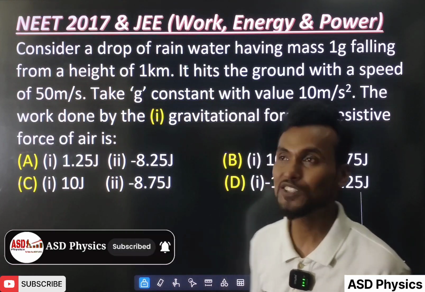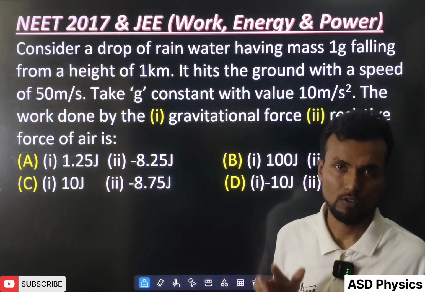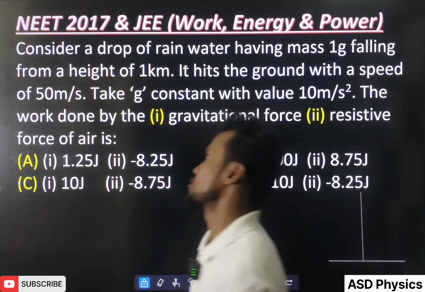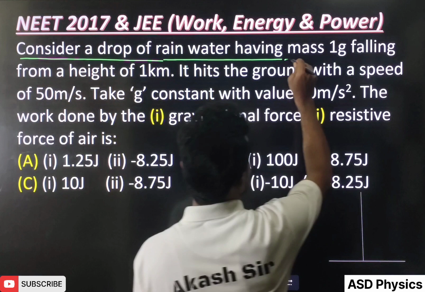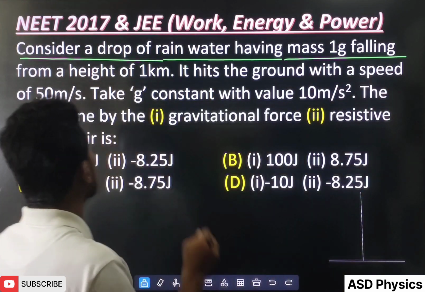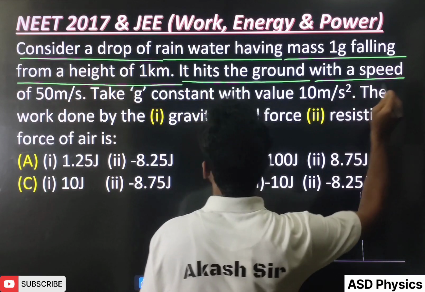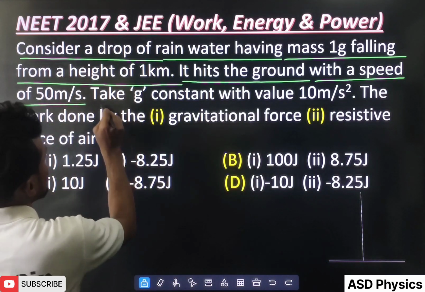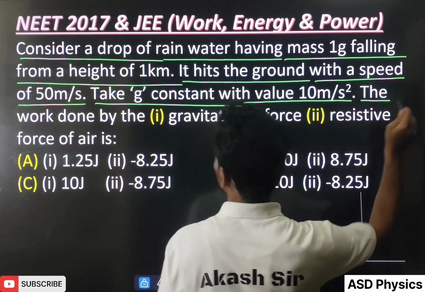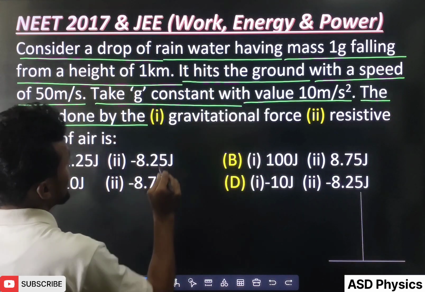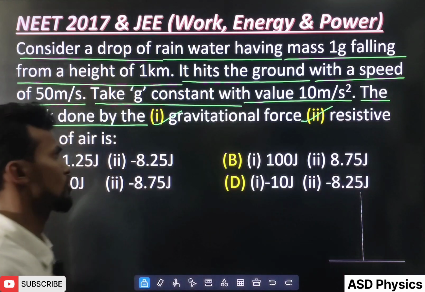So students, in this video we are going to solve the questions from the chapter work, energy and power. Okay, so let's go through the question. The question is: consider a drop of rainwater having mass 1 gram falling from a height of 1 kilometer. It hits the ground with a speed of 50 meter per second. Take g constant with value 10 meter per second square. Now, the work done by the first one, gravitational force, and second one, resistive force of air is how much?